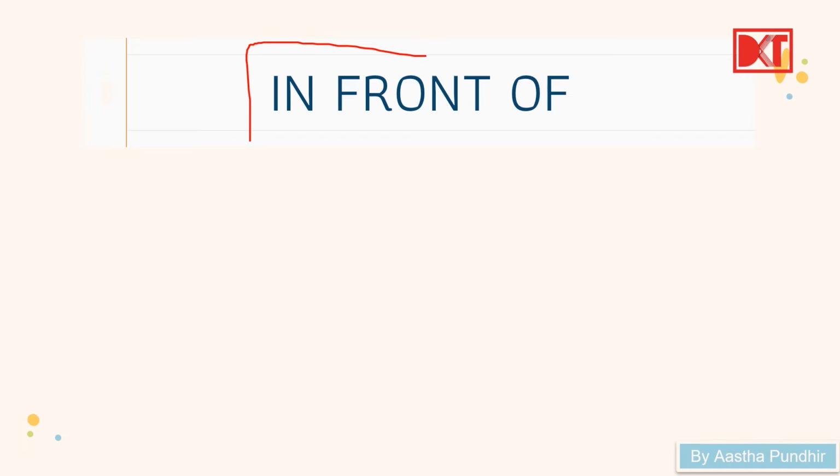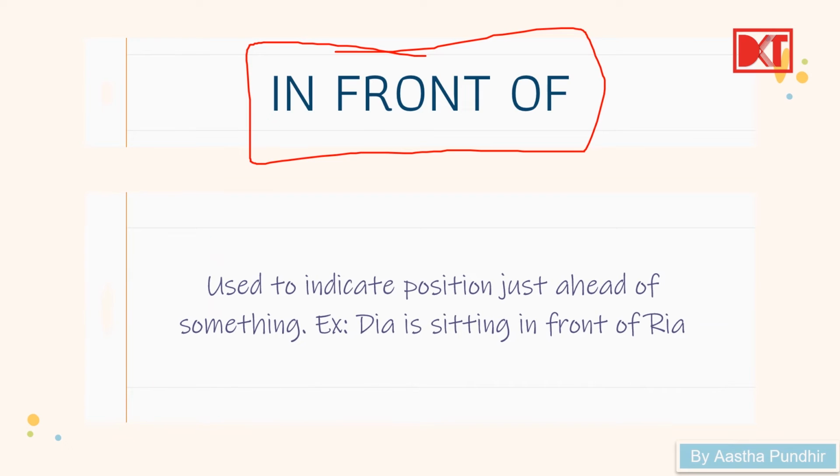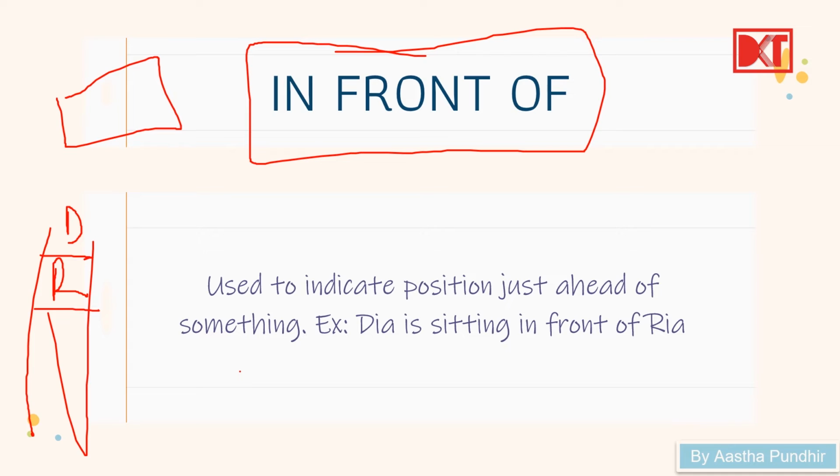Next preposition is in front of. When is this one used? Used to indicate position just ahead of something. Now, आपके स्कूल में chairs, tables होती हैं. You sit in lines. Tables होती हैं various. तो suppose दिया बैठी है यहाँ पे रिया बैठी है. ठीक है. Here is the teacher's blackboard. So Diya is sitting in front of Riya. Okay. दिया जो है वो रिया के just आगे position में बैठी है. So used to indicate position just ahead of something. This is when we use in front of.